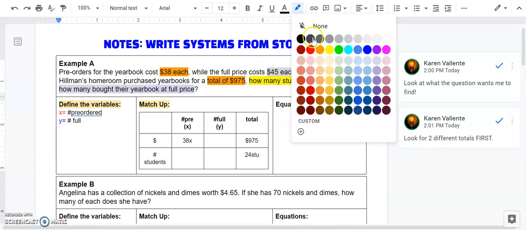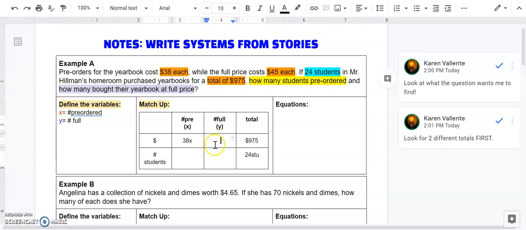There's my other price that goes with it. So I put 45 times however many students end up doing that, okay? All right, so cool. We have that first part taken care of. And now we have to look, okay, how did I get 24 students? What am I adding together?